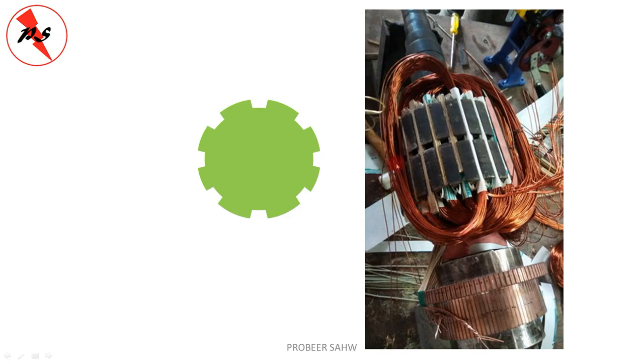What are windings? These are connections of a number of coils of wires. What are coils? Coils are a number of turns of wires. So we can see this is the rotor, which is cylindrical in shape. These are slots, and in these slots these windings are kept. These windings are copper wires which are insulated. Okay, so this is how the rotor armature looks like in a DC motor.